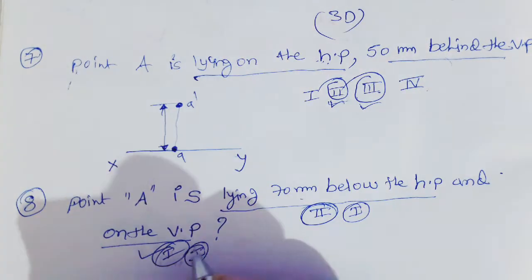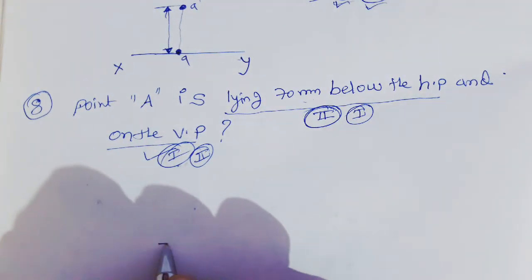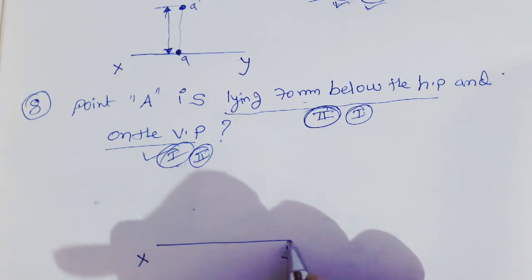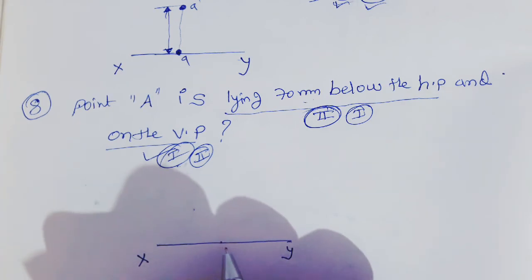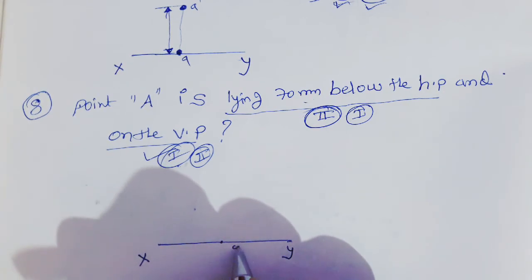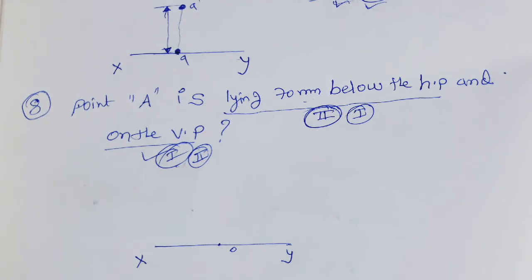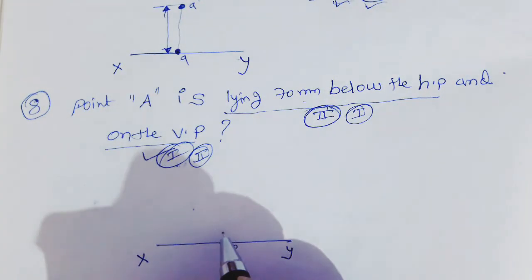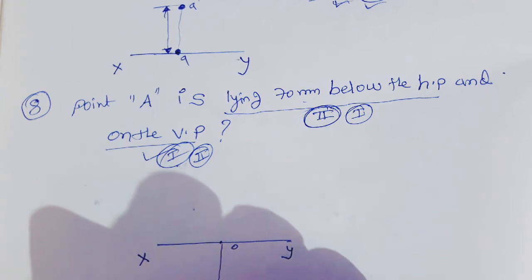Okay, see, I am drawing the 2D imagination of the point. Take XY horizontal line, mark any point on this XY reference line as O. Next, below the HP, how much below is given? 70 mm. Below, you have to show the position of your point below the XY reference line. This one, this is the 70.